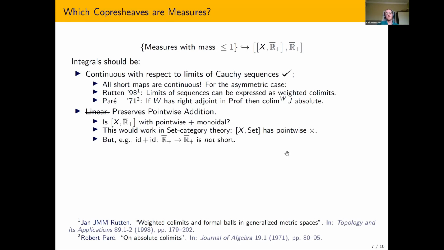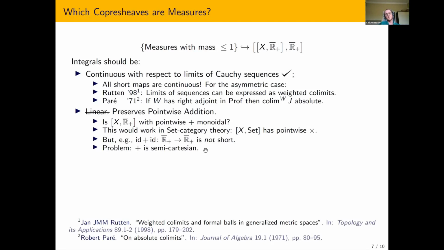But in our case, it doesn't work. So for example, if you just add the identity to itself on R plus bar, you get the doubling map, and this doubles distances, right? So it can't be short. And the reason this happens is that addition is not Cartesian, it's semi-Cartesian. So the unit in this case is terminal, but this isn't the Cartesian product.